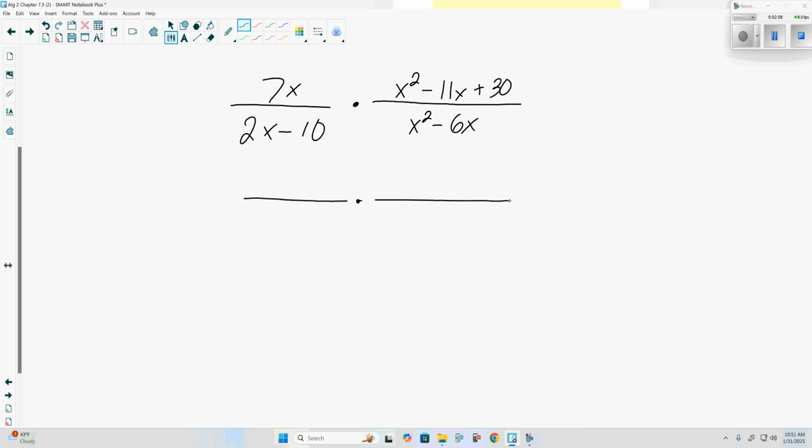So after we do the keep, change, flip, we can factor and then multiply. The 7x is as simplified as it gets. It's a single term, and there's nothing we can do to it. Now the denominator for it, 2x minus 10, we can factor this. Is there a greatest common factor between 2x and 10? 2. So we can factor that 2 out. If we factor a 2 out of 2x, we get x. Minus, if we factor a 2 out of 10, we get 5. So 2x minus 10 factors as 2 times x minus 5.